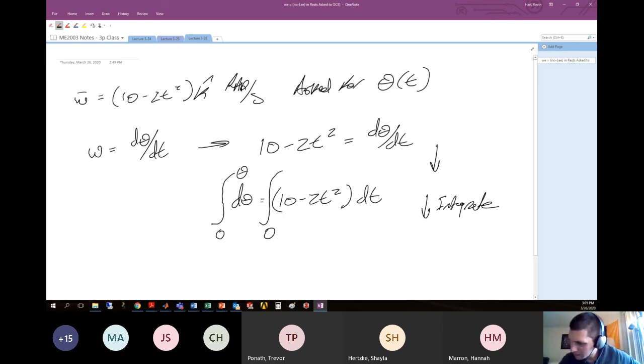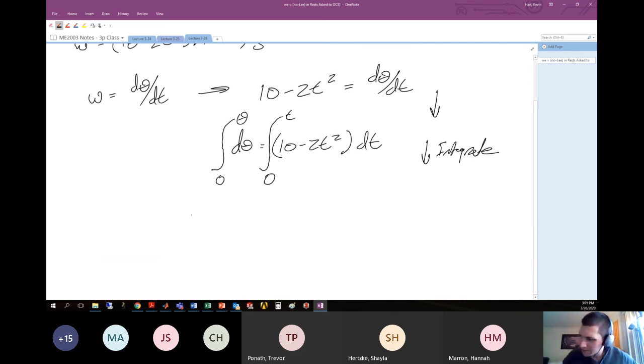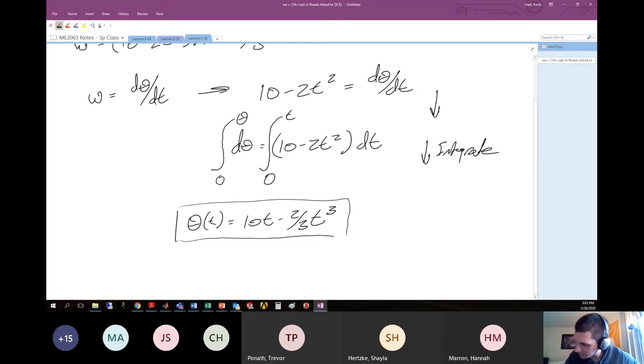Okay, so this will be theta on the upper end, and this will be t on the upper end for our time integral. When we execute this, you're going to end up with theta as a function of time is going to be 10t minus 2/3 t cubed. So this is part of the answer of the problem, where we've derived a relationship between the angular position theta and time t.